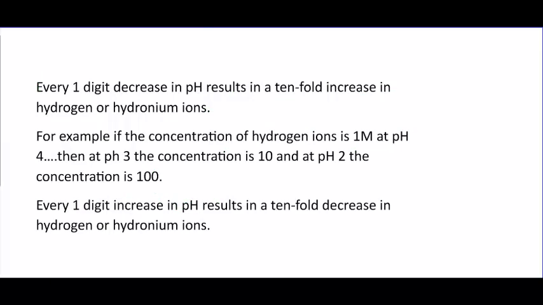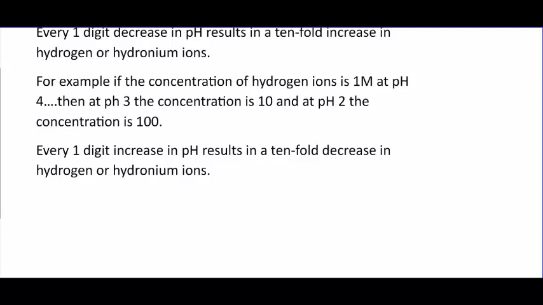And I think I have that here. Every 1-digit decrease in pH is a 10-fold increase in hydrogen or hydronium. Okay? For example, look at this. If the concentration of hydrogen ions is 1 molar at pH 4, and sometimes it's wise to map these, like do a number line, and if you go to pH 3, then you have to multiply your concentration by 10. So 1 times 10 would give you a concentration of hydrogen ions times 10. And then if you went to 2, you have to do another 10. So really you're multiplying by 100. It's a 100-fold increase. You've moved 2 digits. So your concentration would be 100.